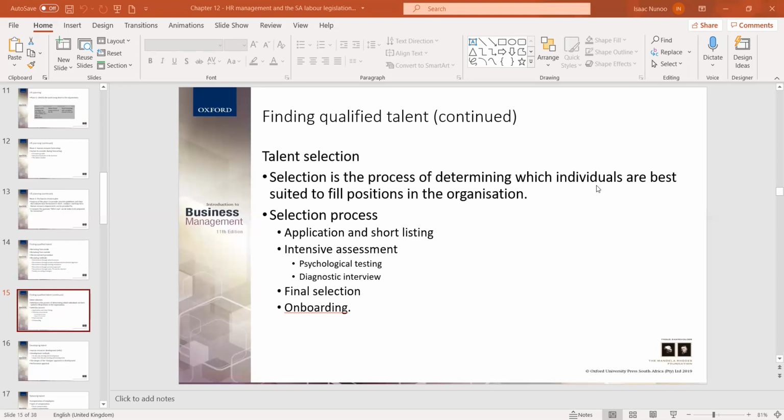Another thing that we are also going to do, the last thing to do, is the onboarding. Onboarding is when the new person has been employed. How do you get a person to familiarize himself with the company? Through induction, orientation, and socialization. You introduce the person to the new workplace and let the person feel comfortable. That is what you call onboarding.